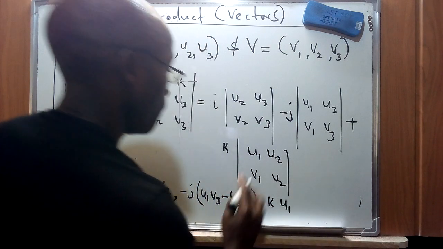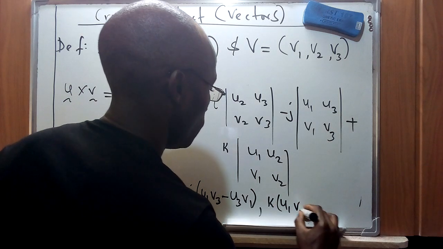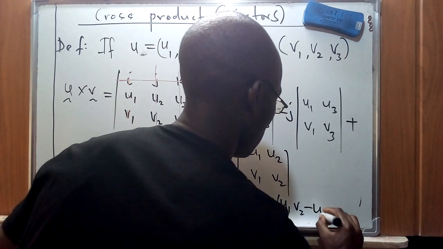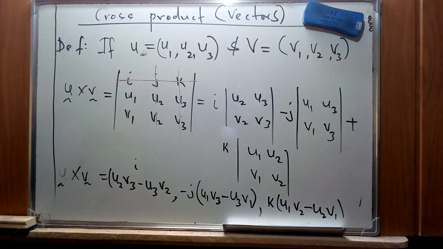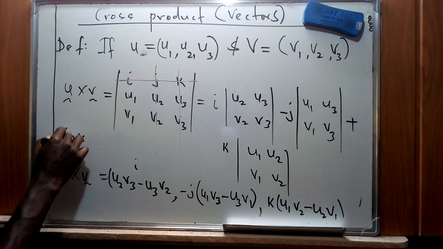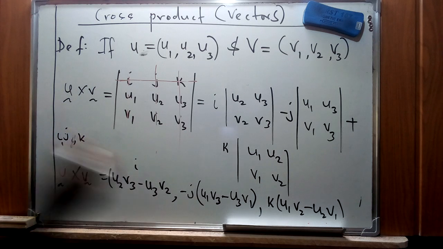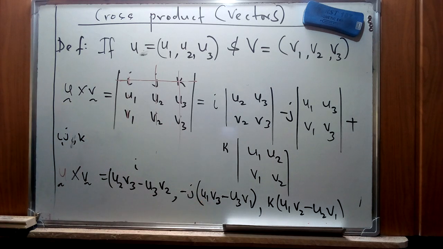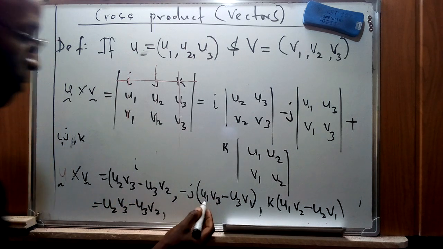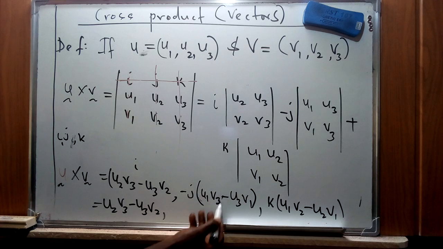u1 v2 minus u2 v1. So with these negative signs, we're going to represent this vector in the form of i, j and k. So therefore I just put this one in brackets for convenience. This is going to give us a general representation as u2 v3 minus u3 v2, and then for this one, the first part is going to be a negative component, while the second one, since it's a negative, is going to be a positive.